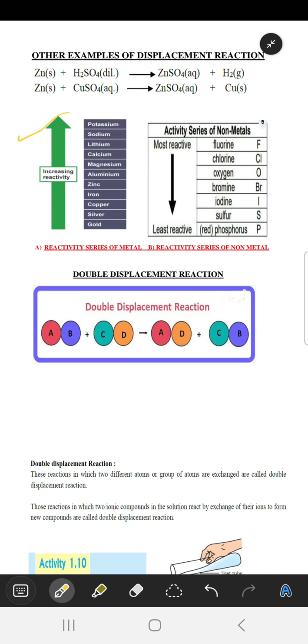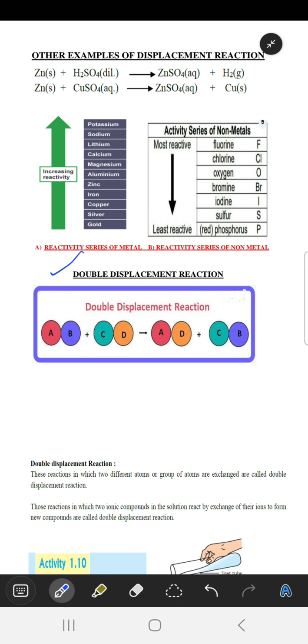So this is the reactivity series of the metal. The potassium is highly reactive and the gold is least reactive. Similarly, for the non-metal, the fluorine is highly reactive and the phosphorus is least reactive element.